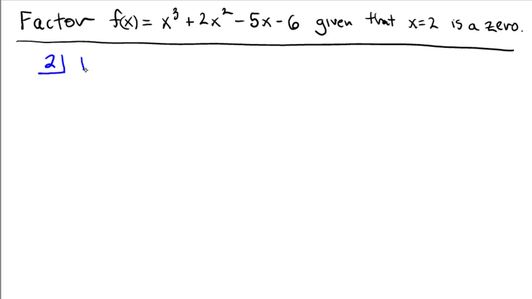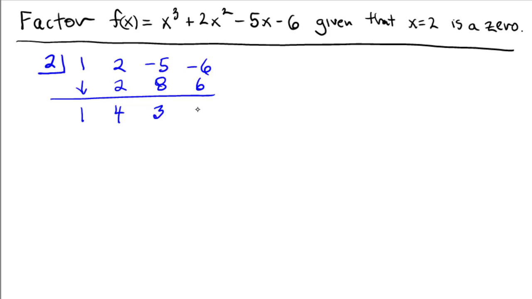So I'm going to use synthetic division here. How many times does 2 go into 1, 2, negative 5, negative 6, and of course that carries down to a 1. 1 times 2 is 2, 2 plus 2 is 4, 4 times 2 is 8, and then negative 5 plus 8 is 3, 3 times 2 is 6, and that leaves us with a remainder of 0, just like we expected. So what do these numbers mean?